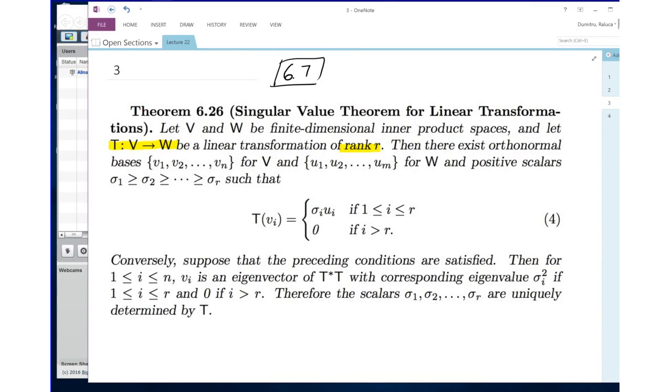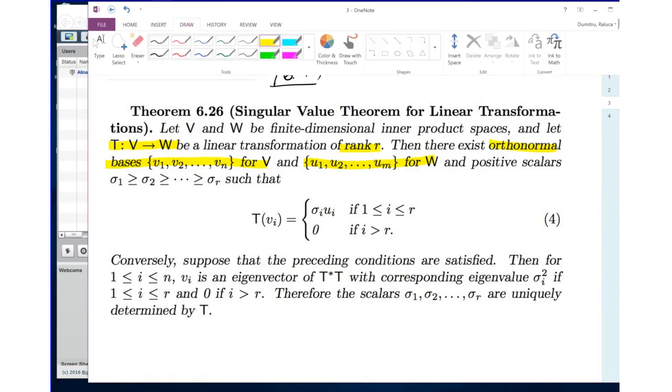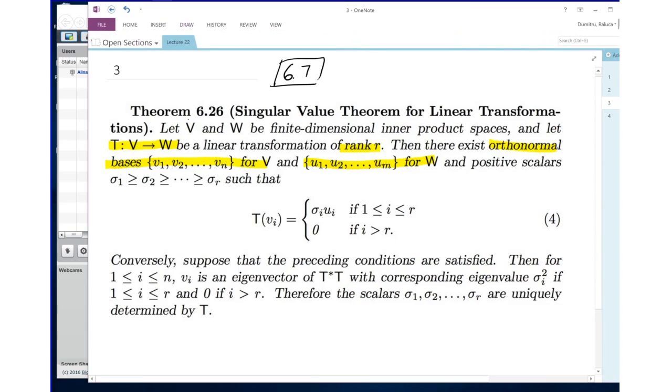Then the theorem says the following. There exist orthonormal bases, one for V, one for W. So V1 through Vn is an orthonormal basis for V. U1 through Um is an orthonormal basis for W. It's assumed, of course, that the dimension of V is n, dimension of W is m. Right? So it's going from an n-dimensional vector space into an m-dimensional one.